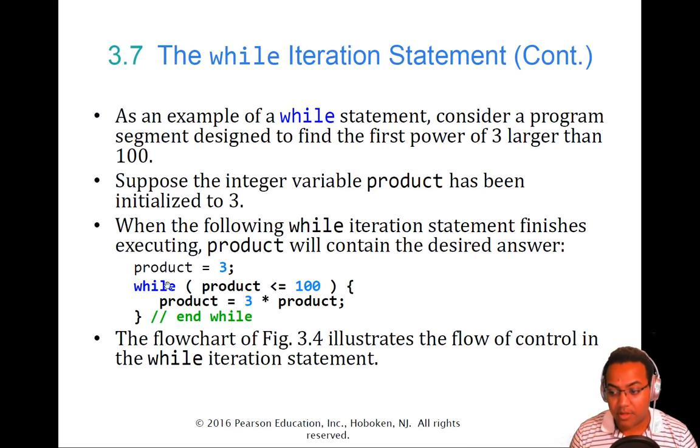Iterate again. While product is less than or equal to, wait a minute, product is greater than 100. That means that this is false. Once this becomes false, or once the sentinel's been satisfied, in that case this has been satisfied, don't run this while loop anymore. So now that the product is 243, we don't have to run the while loop, go to the next line.